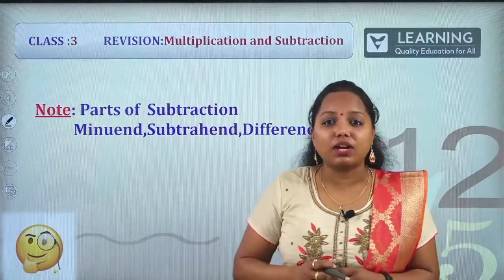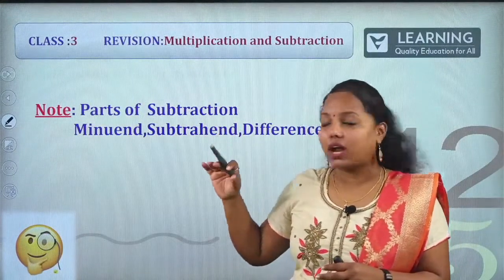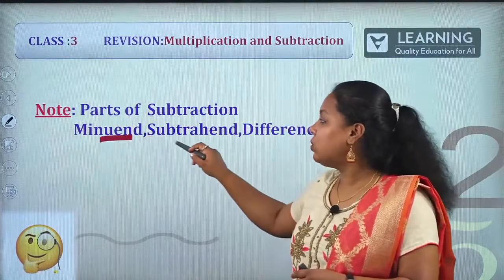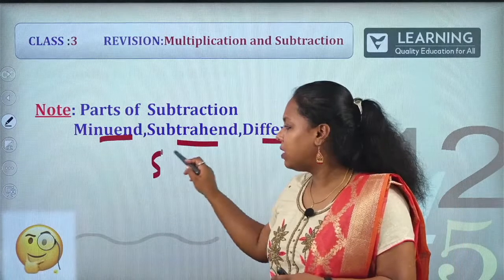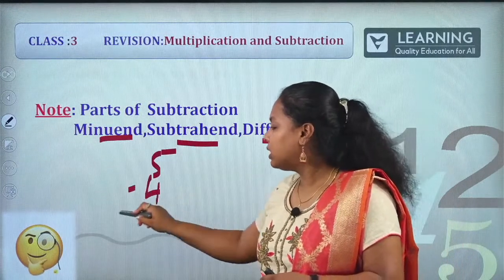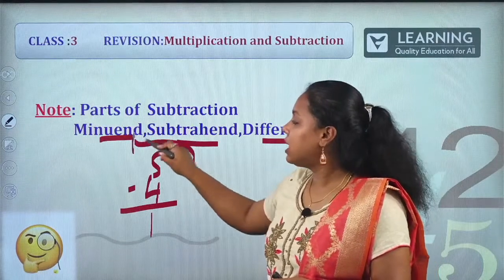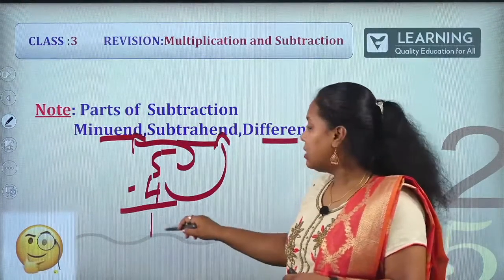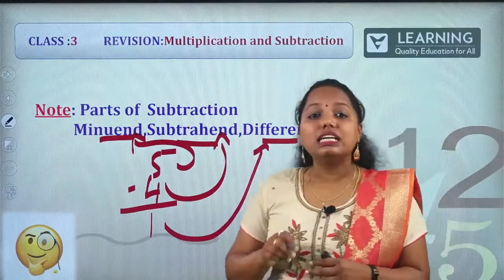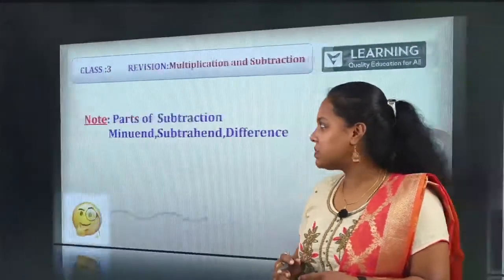Parts of subtraction. In multiplication we have learned the parts of multiplication. Now, parts of subtraction, that is nothing but minuend, subtrahend, difference. Let me take one example. 5 minus 4. That gives me 1 over there. So this first one is called the minuend. The 4 is called the subtrahend. And the final thing, the answer, is called the difference. I hope you remember all these concepts.